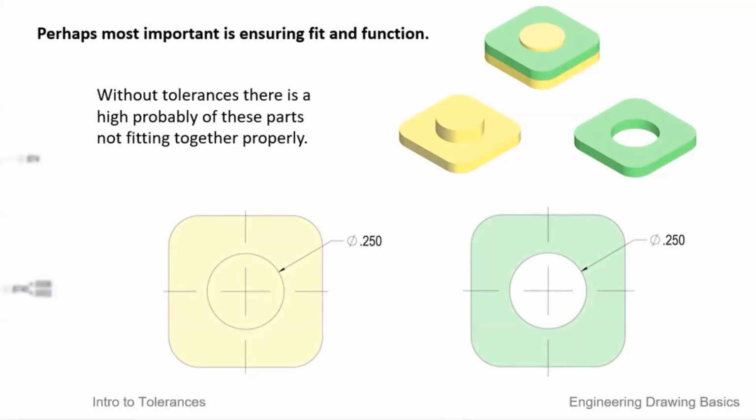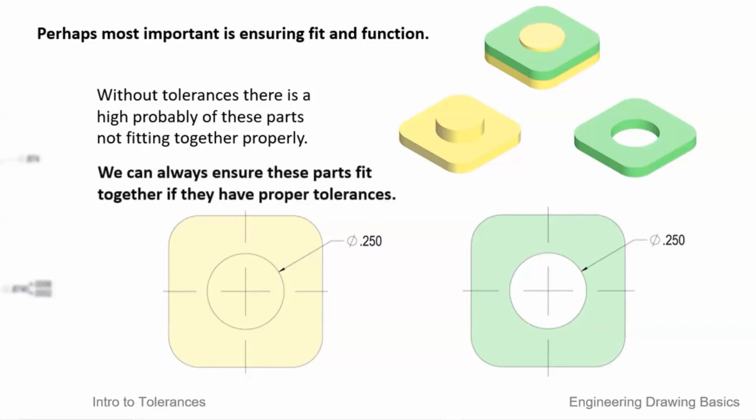Now, if you receive this part on your print, you may not have information on the other part. So you need to know what the manufacturing limits are to make sure that this part can be approved, and therefore, when it gets sent into assembly, will assemble together properly. We can always ensure these parts fit together if they have proper tolerances.